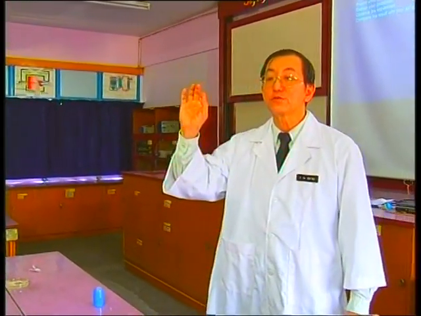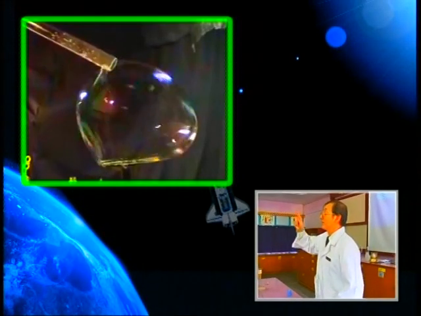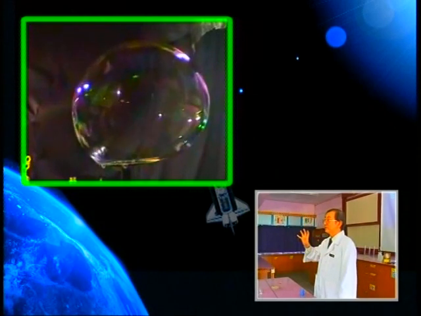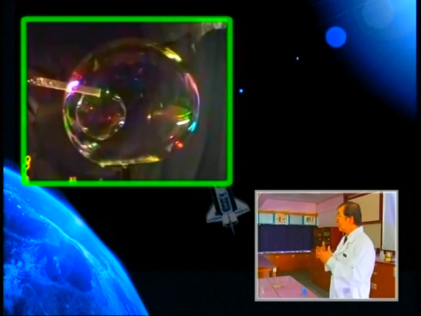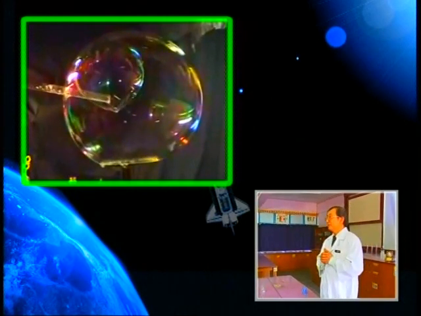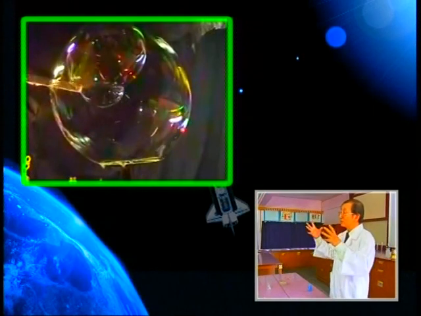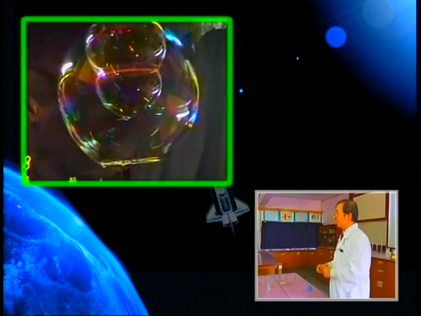A bubble has two surfaces because it has a very thin liquid on both surfaces. The surface tension will try to reduce the area exposed to the air, so it starts to form a spherical shape, because for the same volume, a sphere has the minimum surface area.